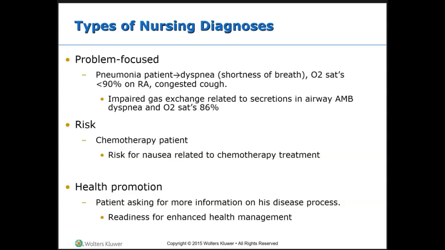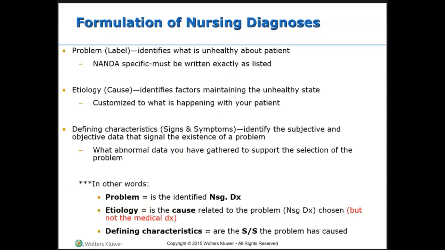And then we have risk nursing diagnoses. So for example, for a chemotherapy patient, we might have risk for nausea related to chemotherapy treatment, right? It's a real possible risk, right? And then finally, we have health promotion nursing diagnoses. So for a patient asking for more information about their disease that is new to them, our nursing diagnosis would be readiness for enhanced health management, right? That's what we want them to do. We want them to be asking those types of questions.